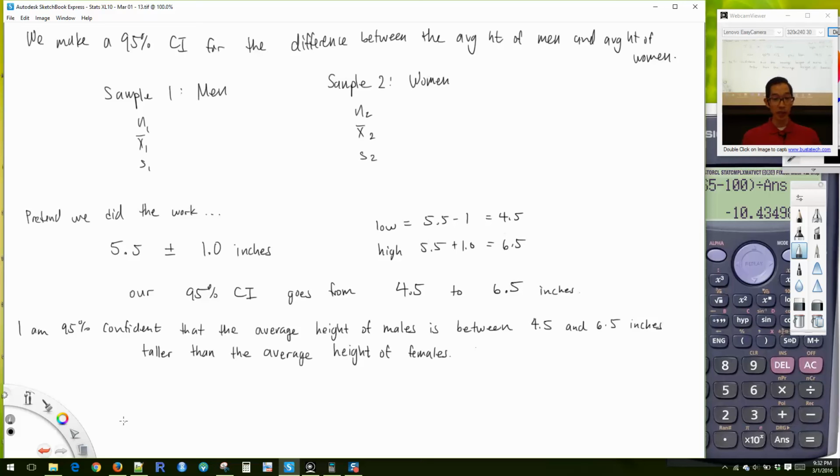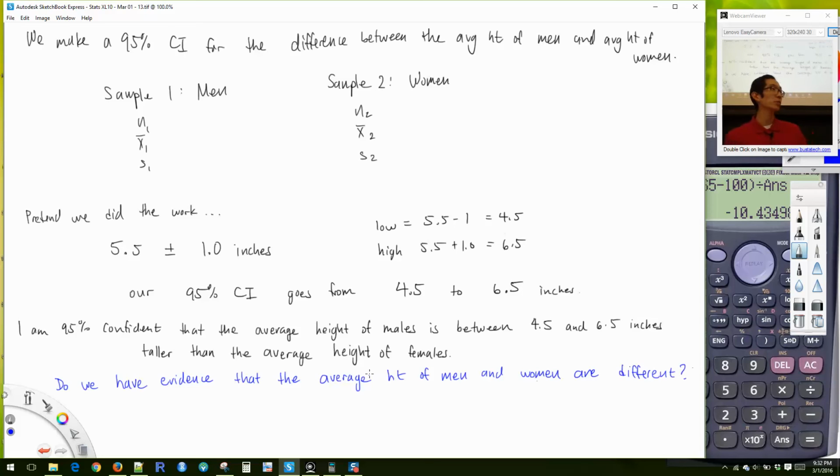So if someone asks, do we have evidence that the average height of men and women are different? We would answer, yes? No? Maybe? Yes. We would say yes.